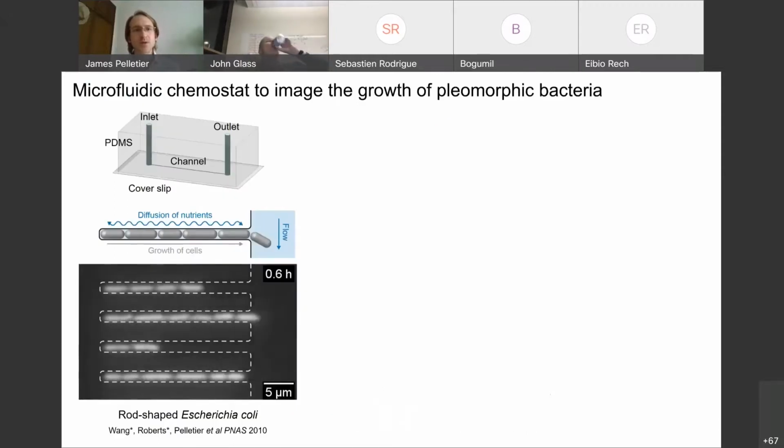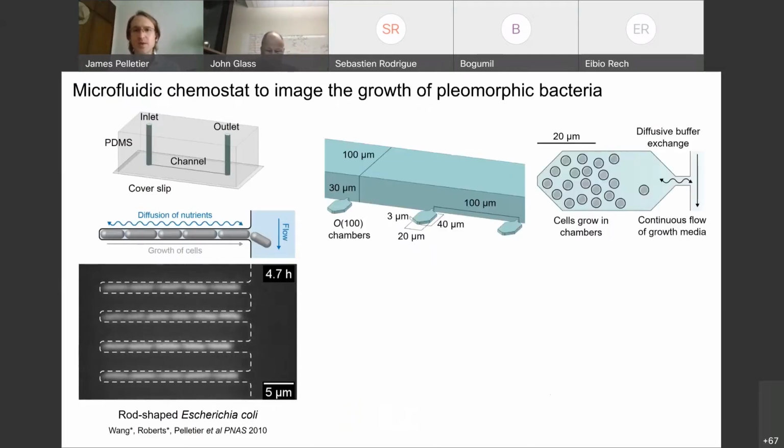So to pursue this, we adapted a microfluidic chemostat. About 10 years ago, I had contributed to a microfluidic chemostat for imaging the growth of E. coli bacteria, which grow as a rod shape, whereas SYN 3.0 includes a wide range of shapes and sizes. So Elizabeth developed a microfluidic chemostat, which has a similar working principle, but the chambers in which the cells grow are larger, and they therefore accommodate larger cells as well as smaller cells.